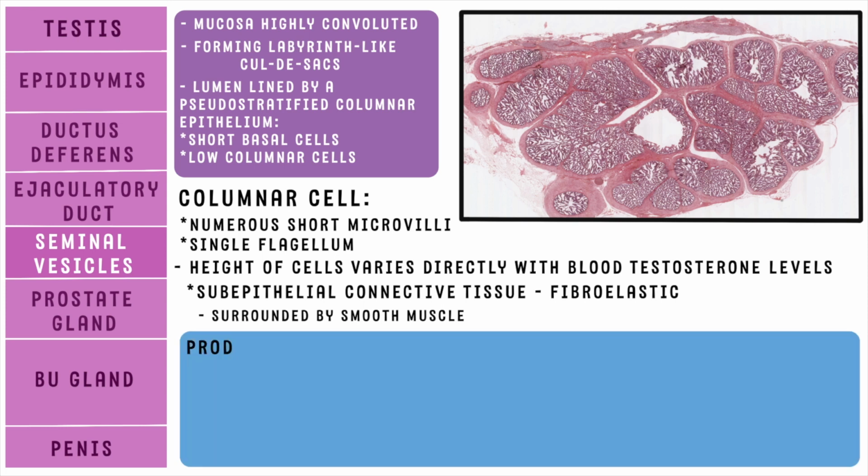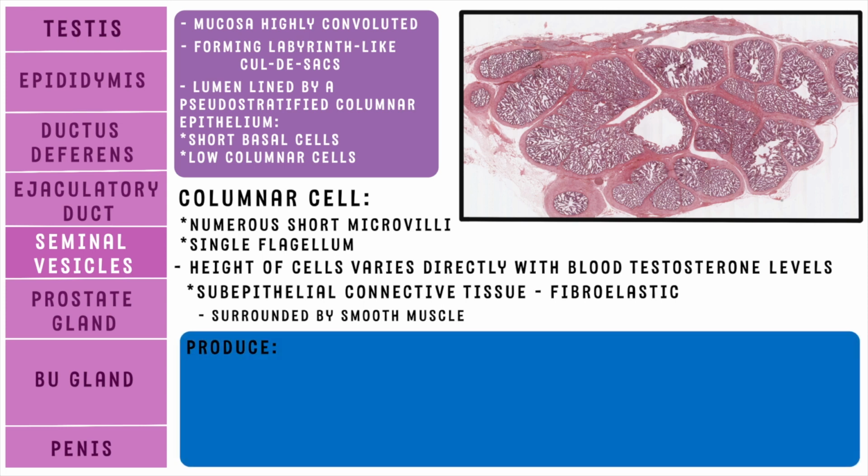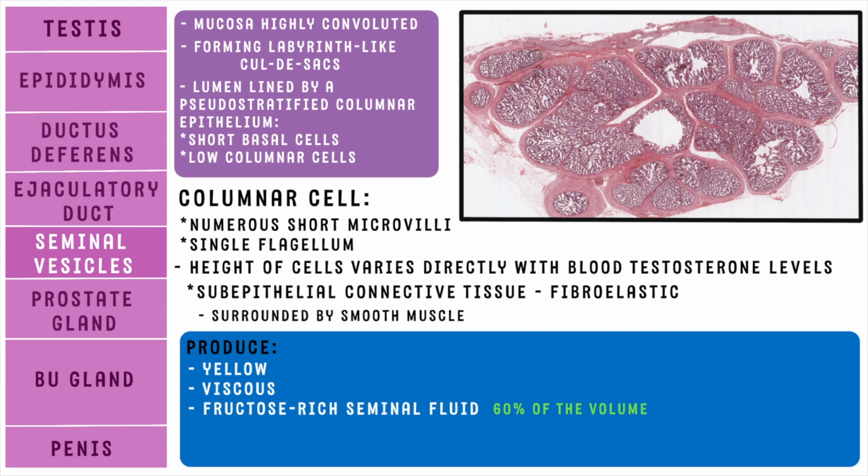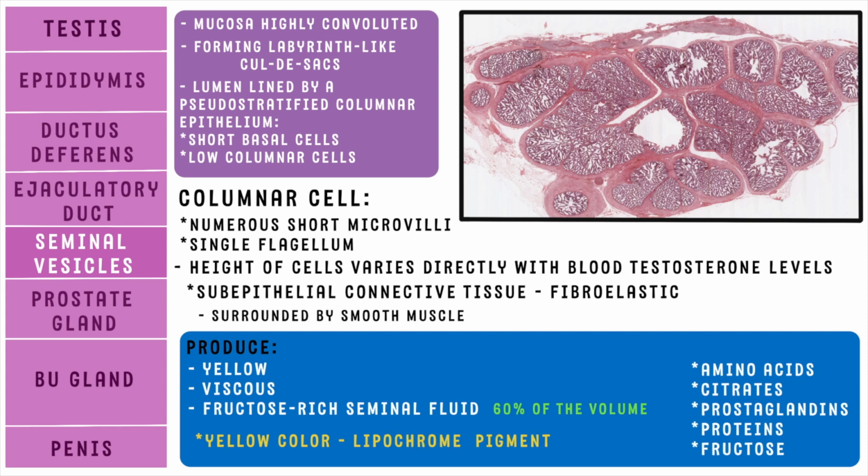layer. The seminal vesicles were once believed to store spermatozoa, some of which are always present in the lumen of this gland. It is now known that these glands produce a yellow, viscous, fructose-rich seminal fluid that constitutes 60% of the volume of semen. Seminal fluid also contains amino acids, citrates, prostaglandins, and proteins. Fructose is its principal constituent because it is the source of energy for spermatozoa. The characteristic pale yellow color of semen is due to the lipochrome pigment released by seminal vesicles.